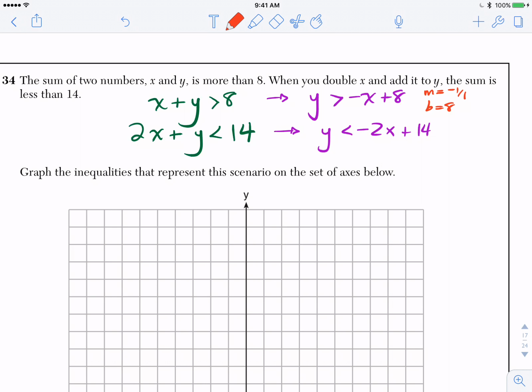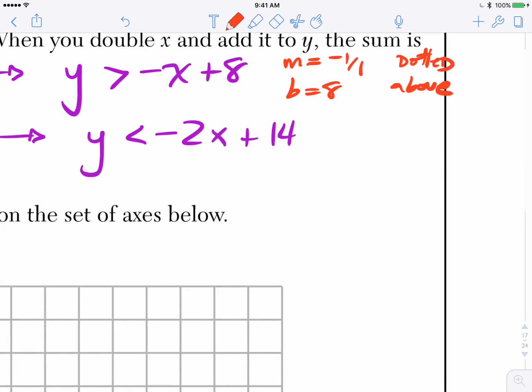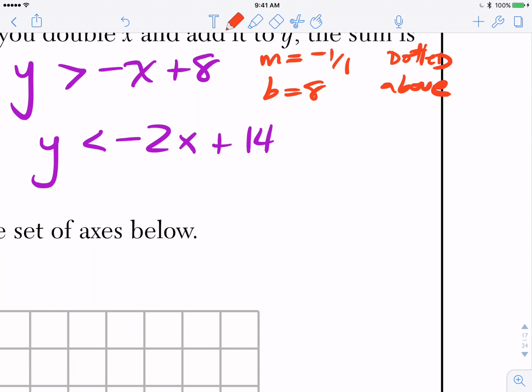What type of line would we have? For both of these, they're both going to be dotted. We don't see any or equal to symbols. And since it says greater than, we're going to shade above the inequality. And we can finish off our second one here as well. Our slope here is negative 2 over 1. The over 1 just helps you with direction-wise how to move on your graph. The y-intercept is 14. We have, again, a dotted line like I mentioned earlier. And in this case, it says less than, so we're going to shade below.